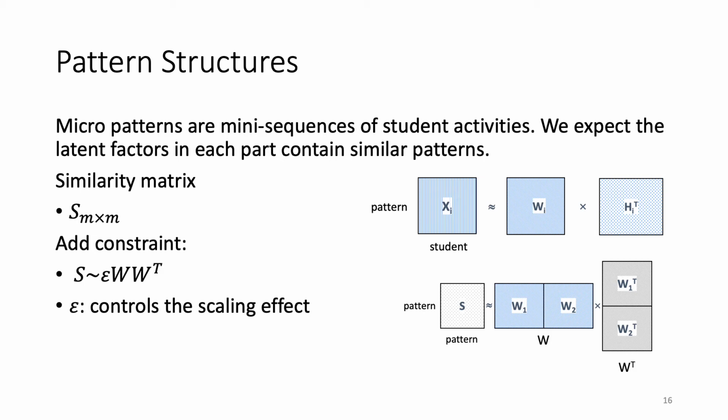So, we concatenate the pattern latent factor matrices W1 and W2 from the decomposition of X1 and X2 to construct a pattern latent matrix that includes both common and distinct pattern latent factors from both high and low performing students. Then, we calculate the similarity matrix WW transpose as the latent factor based similarity between these patterns. We expect that this latent factor-based similarity matrix resembles the structural similarity between patterns. Here, epsilon is a parameter that the model learns to control for the potential scaling effects.